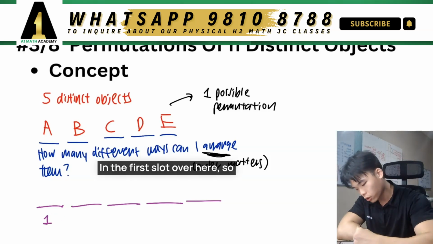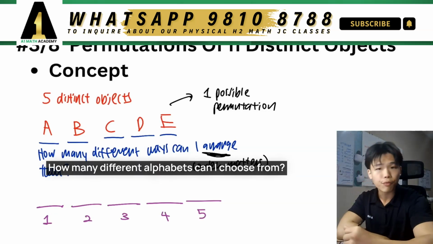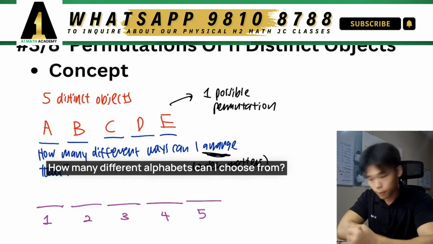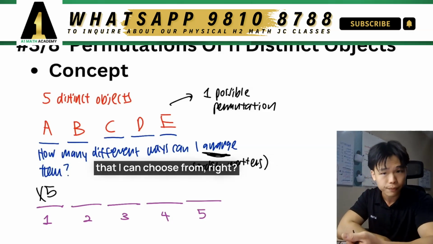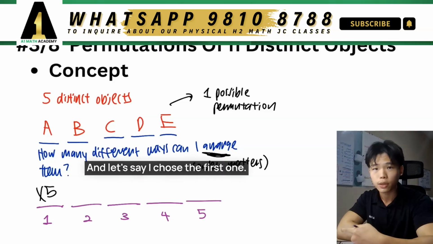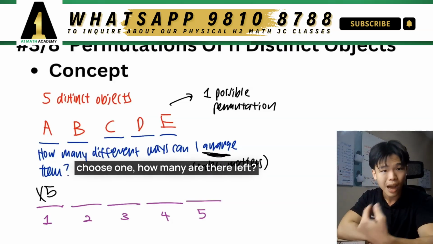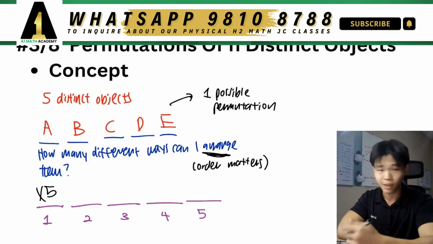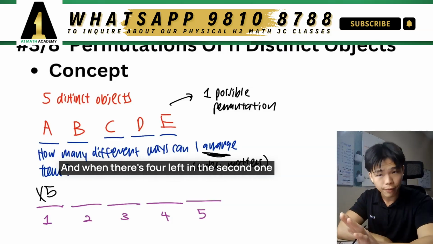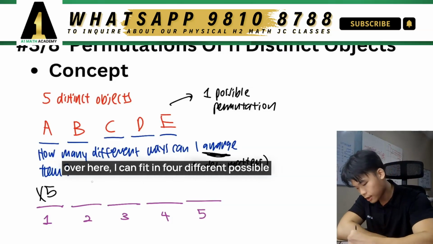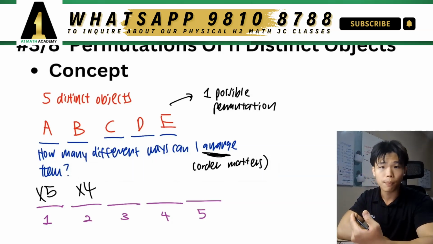So let's just start off with the first slot over here, right? In the first slot, how many different alphabets can I choose from? I have five different alphabets that I can choose from, right? And let's say I chose the first one. It doesn't matter what it is, but when I choose one, how many are there left? There will be four left, right? And when there's four left, in the second one over here, I can fit in four different possible alphabets, right?